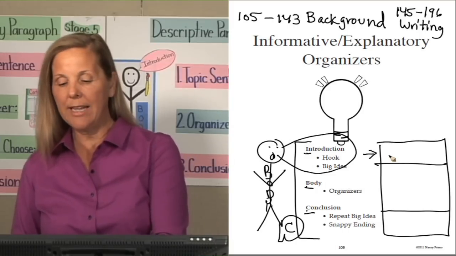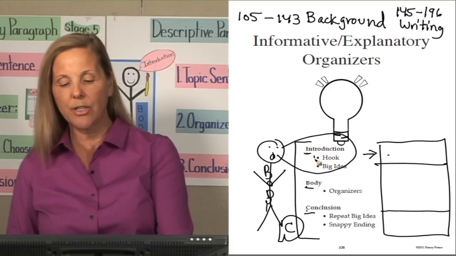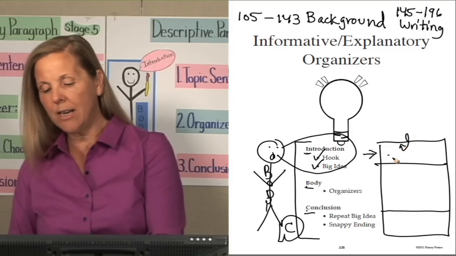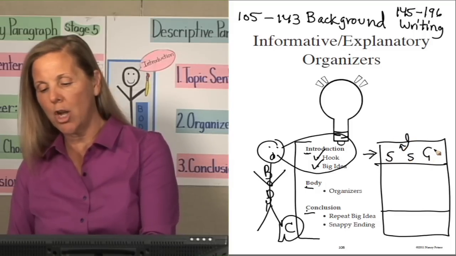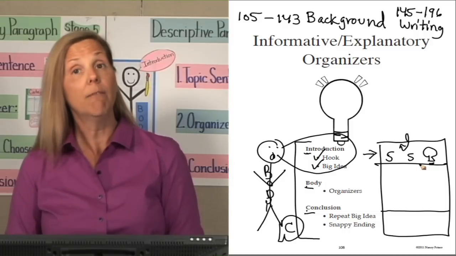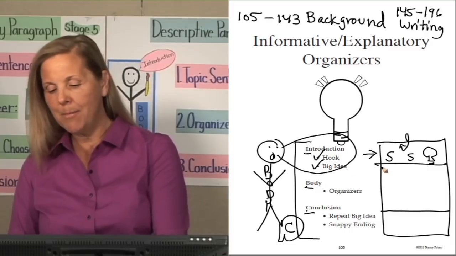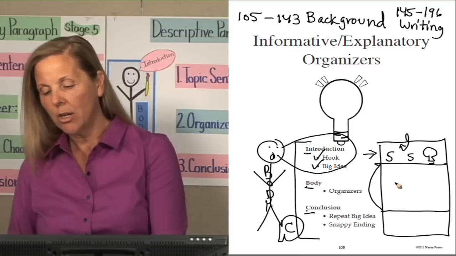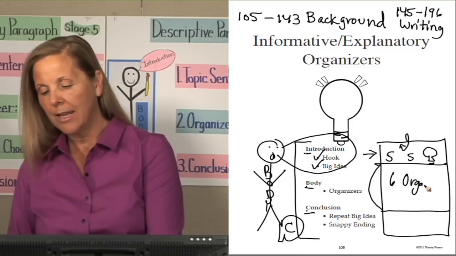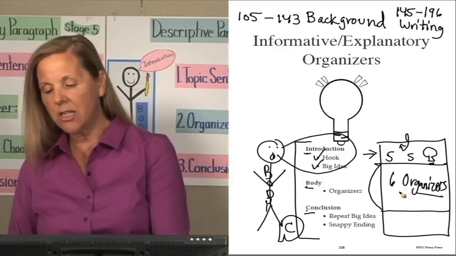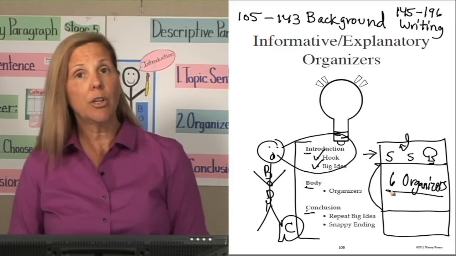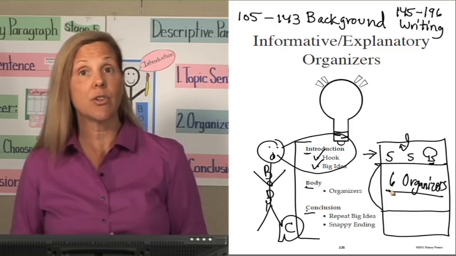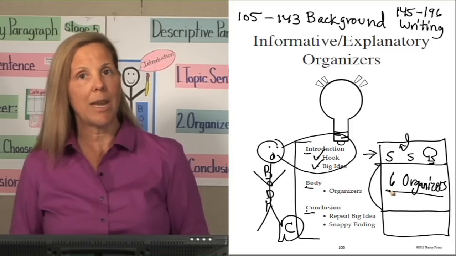The top part is for the introduction, and in the introduction, notice there could be a hook and a big idea. So over here I'm going to draw a hook, and then I'm going to put SS light bulb, and we'll talk about what that means. That's our secret formula for the big idea. In the middle is the body of the information, and that's where we're going to write 6 organizers, because there are 6 different organizers that you will learn about, which are basically the 6 different text structures that children need to understand in order to organize their information.